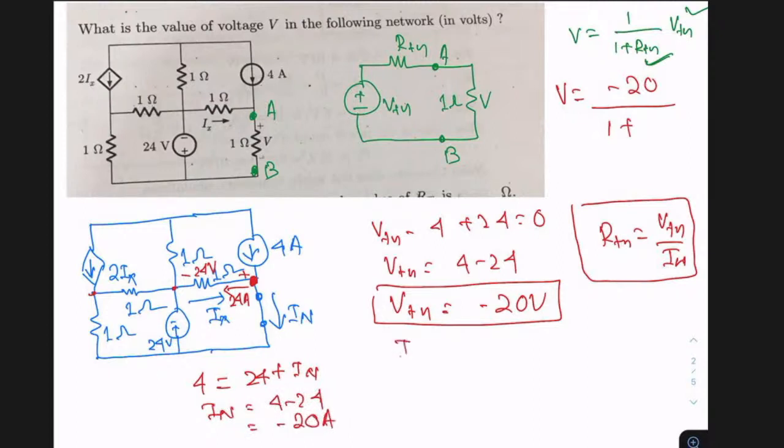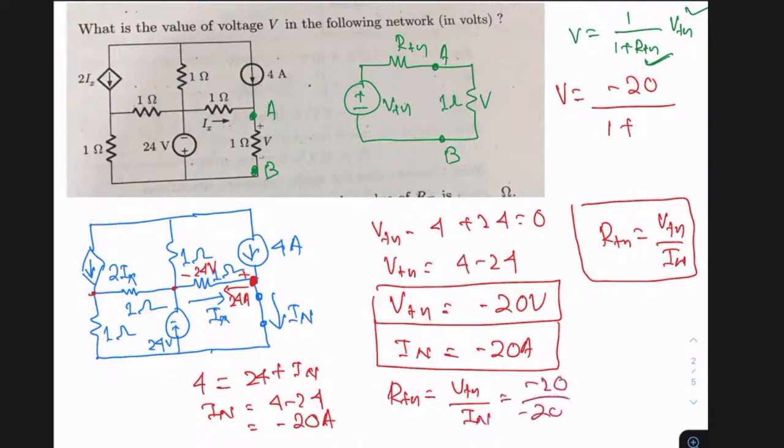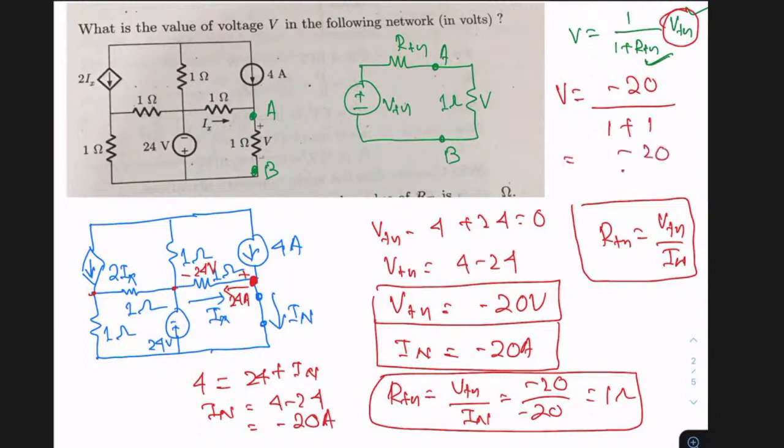So VTH is minus 20 and your IN is also minus 20 amperes. Now, RTH, as you said, is the ratio of VTH to IN. So in this case, minus 20 by minus 20, the answer is 1 ohm. So you got VTH as minus 20, IN minus 20, and RTH as 1. If I substitute all this in the formula, VTH is minus 20, over 1 plus 1. So how much do you get? It is minus 20 divided by 2, which is minus 10 volts. So what is the value of voltage V? The voltage V is minus 10 volts.